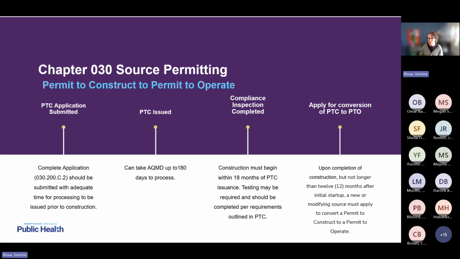You'll have a compliance inspection once you are operational. And then a new part of this process: you'll need to apply for the conversion of that permit to construct to a permit to operate. You can do this upon completion of construction, but no longer than 12 months after that initial startup. How do we know that? We now have a construction startup notification form, and we also have an initial startup notification form. These will be requirements along your process so that we can start these timelines.